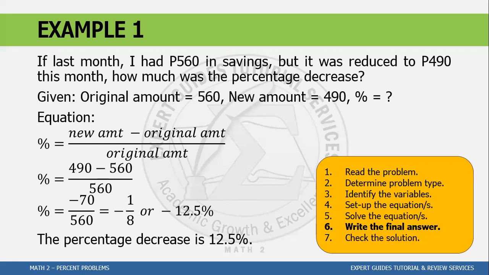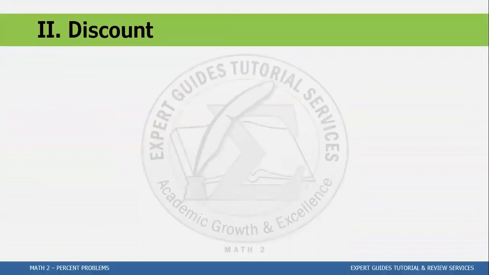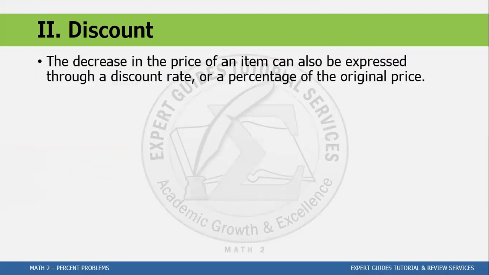Cool. Great. So we can now move on to the second type of percent problems, which are discount problems. So whenever we go shopping or try buying new things online, preferably, there are chances that you may encounter prices with discounts. So the decrease in the price of an item can also be expressed through a discount rate, or a percentage of the original price. And our equations are as follows.